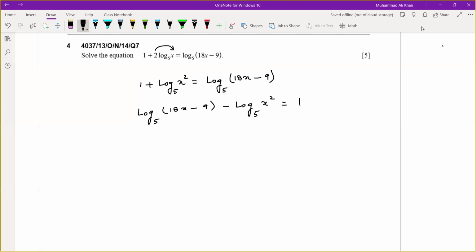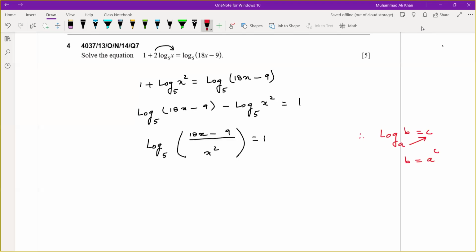नाउ आफ्टर दैट, अगर सेम बेसिस वाले लॉग सब्ट्रैक्ट हो रहे हो तो उनको हम डिवीजन के साथ लिख सकते हैं. तो log 5 18x minus 9 divided by x squared equals to 1. Now after that we have to use a property of log, and the property of log is if we have log a b is equal to c, then we are allowed to write b is equals to a power c. log की बेस राइट साइड वाले एलिमेंट की बेस बन जाएगी. तो जनाब, अब हम यहां पर भी यही वर्किंग कर रहे हैं, 5 को 1 की बेस बनाएंगे. तो it will be 18x minus 9 over x squared equals to 5 power 1.